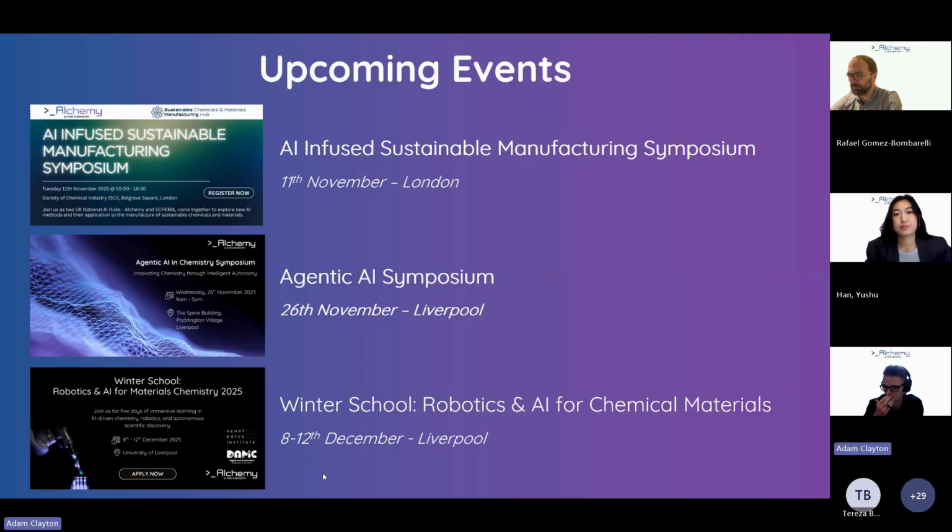So the Alchemy Hub, for those of you who don't know, is a UK hub funded by EPSRC with a vision to pioneer and normalise the use of AI for chemical research. These are the monthly webinars, and today we have two speakers lined up, each of which I'm sure will share insightful talks, followed by a Q&A session after each presentation.